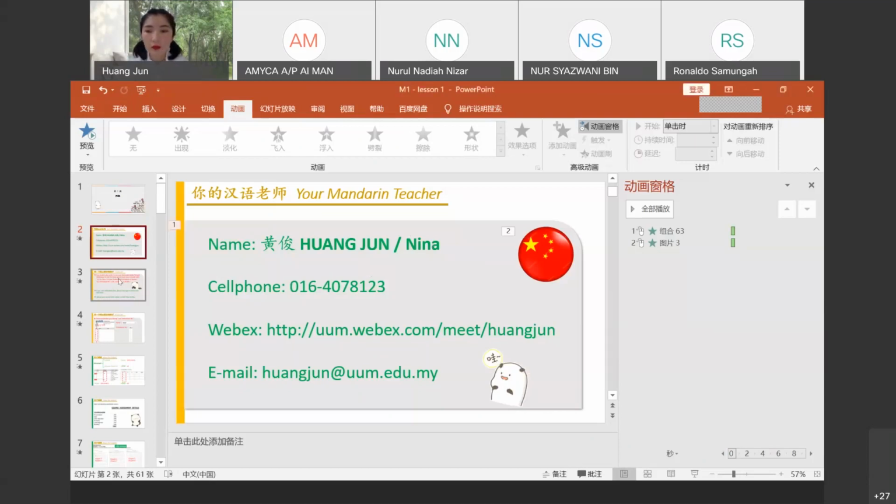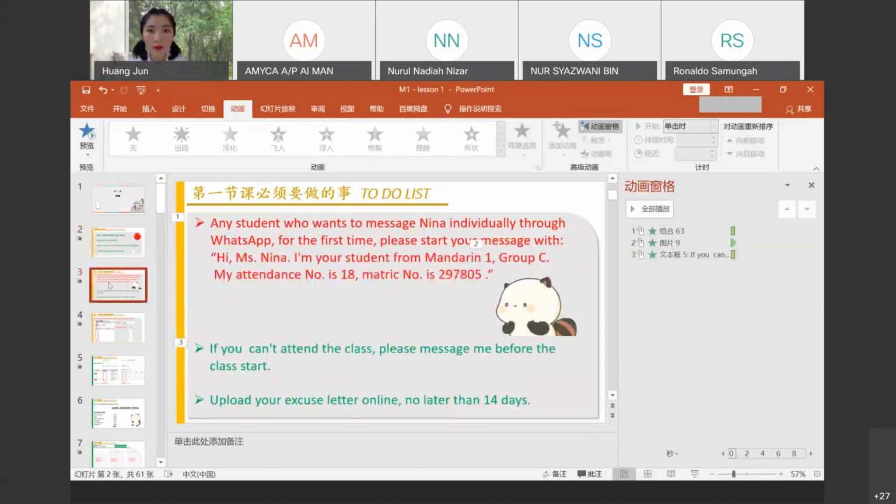The one important thing I want everyone to understand is that when you want to message me individually, introduce yourself first. This is the sentence I told you to remember. Type this sentence: Hi, Miss Nina, I'm your student from Mandarin 1. Our group is group O. Then my attendance number is, like I showed you just now. Then what is your matric number? So make sure you introduce yourself to me.